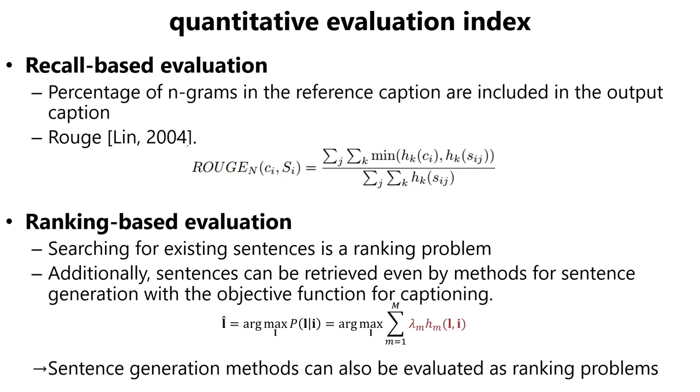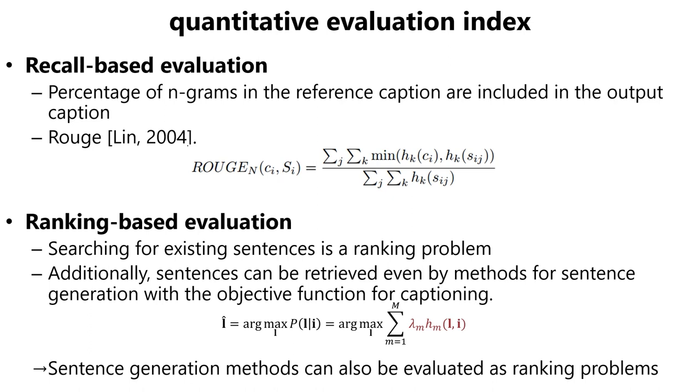However, ranking performance can be evaluated even with technologies that generate new captions. If we score the existing captions that are subject to search based on the model of caption generation methods in terms of likelihood, and use that for ranking, we can evaluate them as a ranking problem.